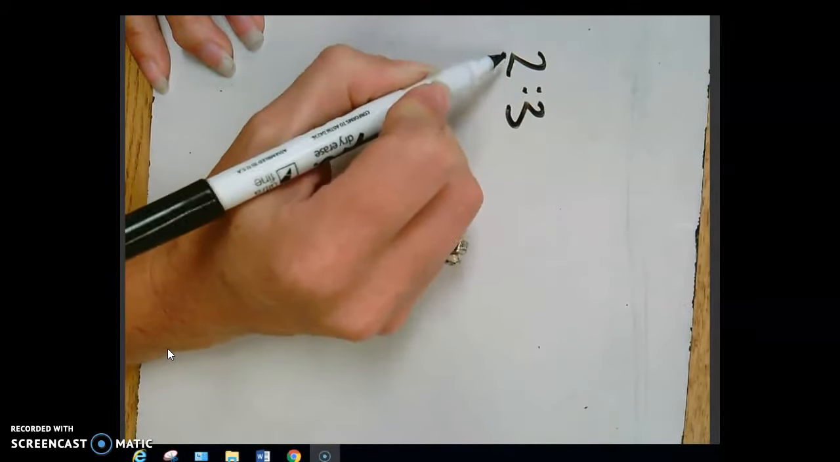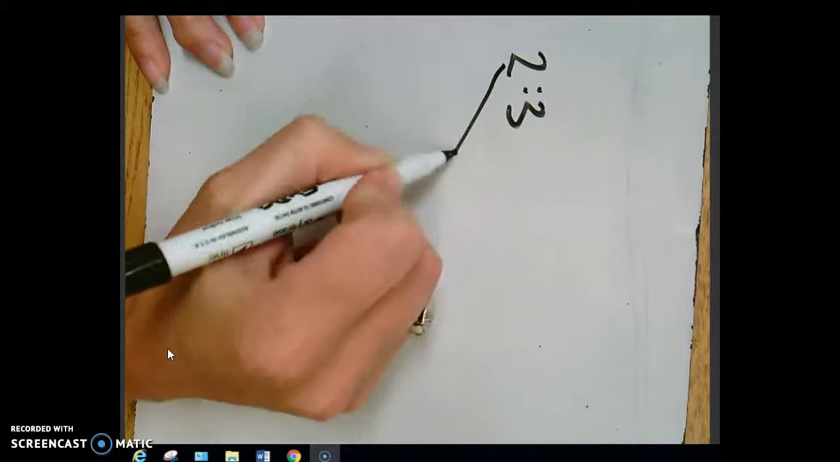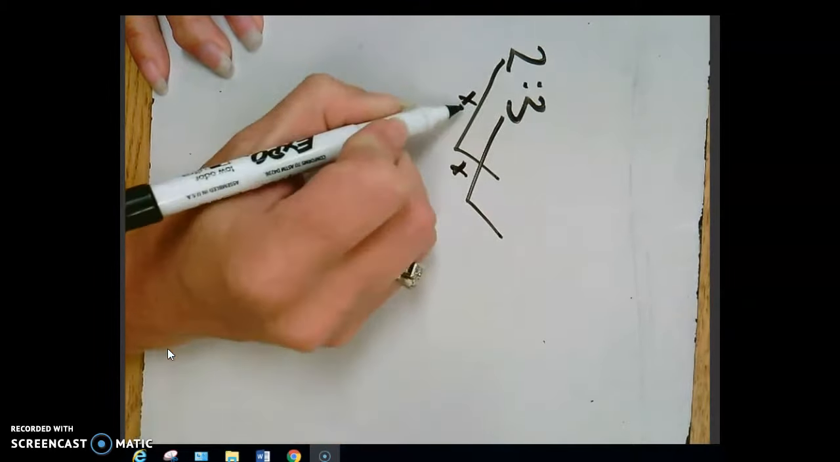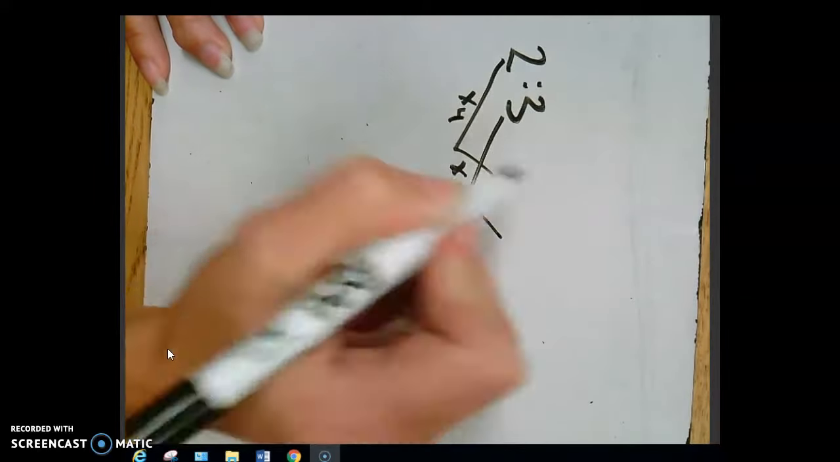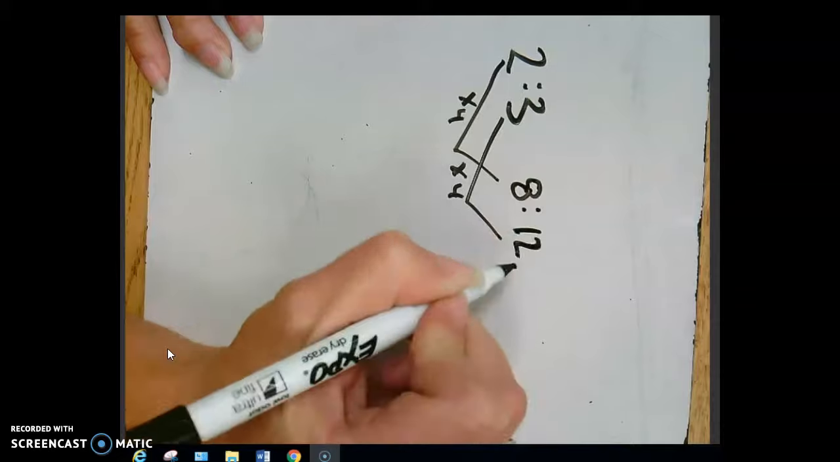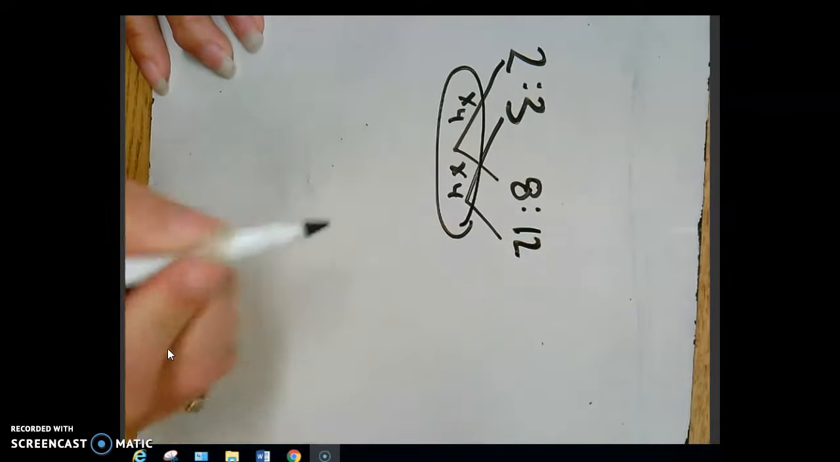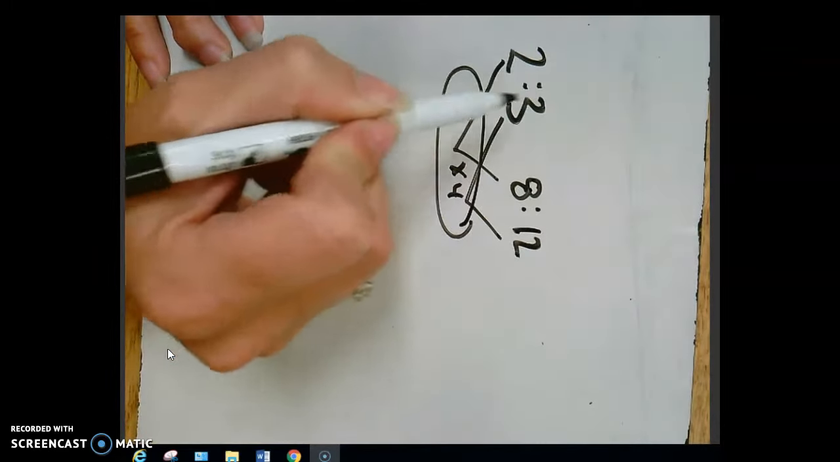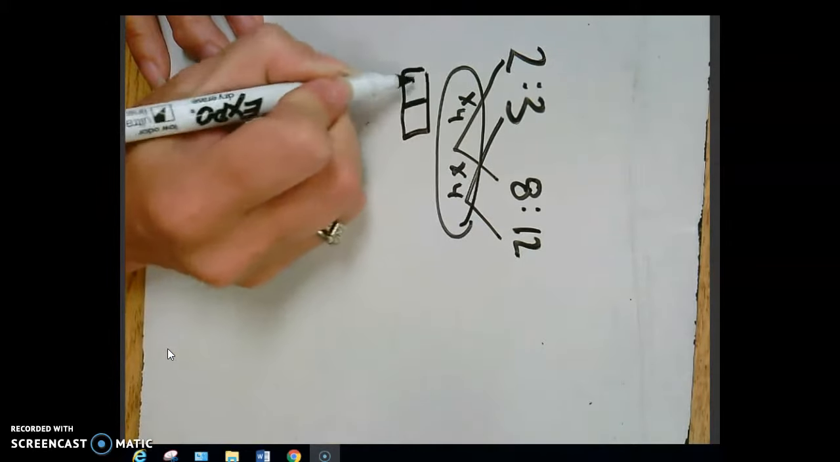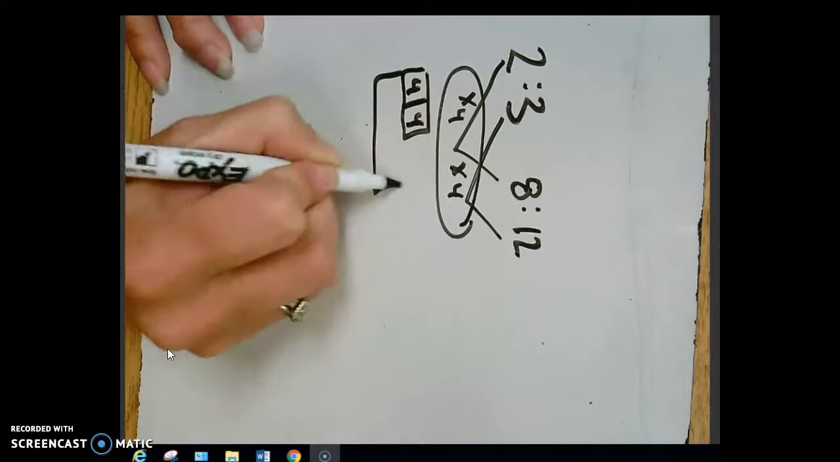If I have a ratio of 2 to 3, as long as I multiply both numbers in the ratio by the same number, such as 4, 2 times 4 is 8, 3 times 4 is 12. I have 2 groups of 4 and 3 groups of 4. In the tape diagram, that would look like this.